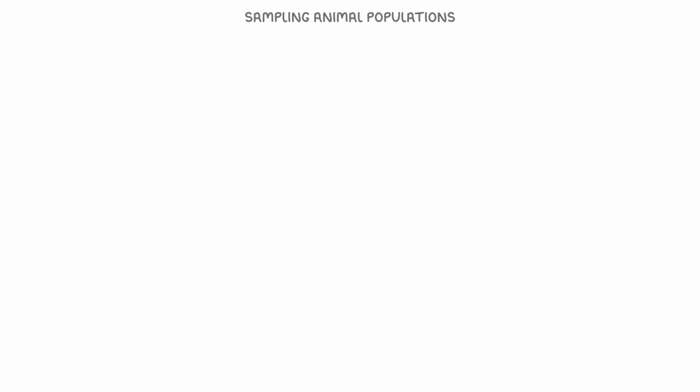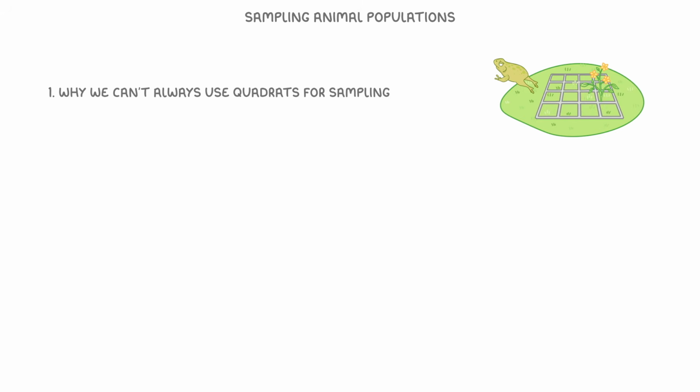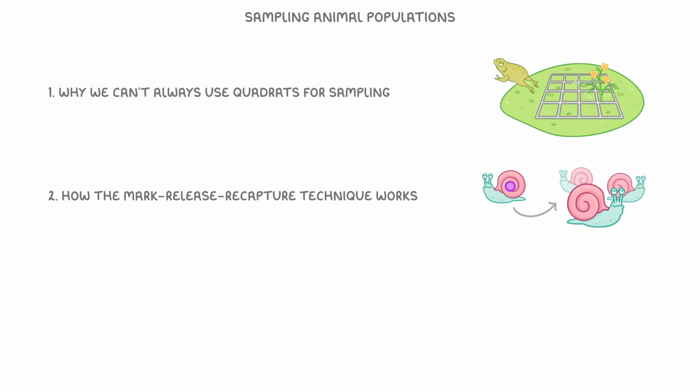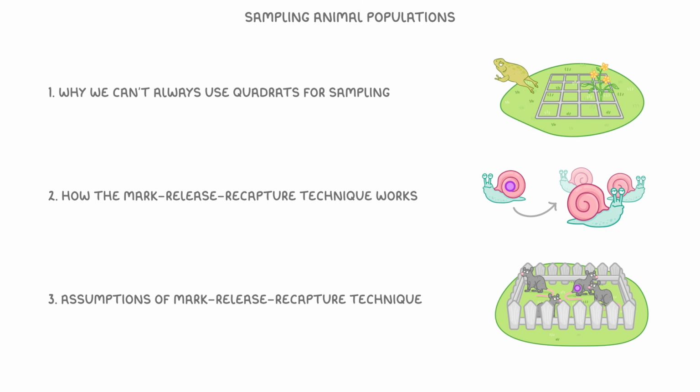In this video, we're learning about sampling animal populations. So we'll cover why we can't always use quadrats for sampling, how the Mark-release-recapture technique works, and then also the assumptions of this Mark-release-recapture technique as well.